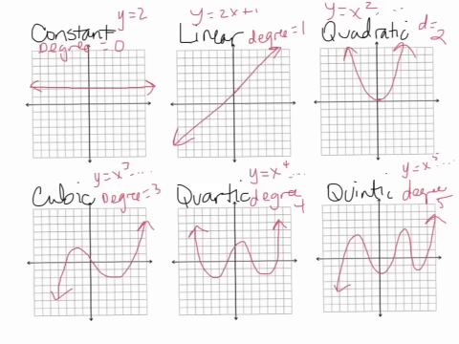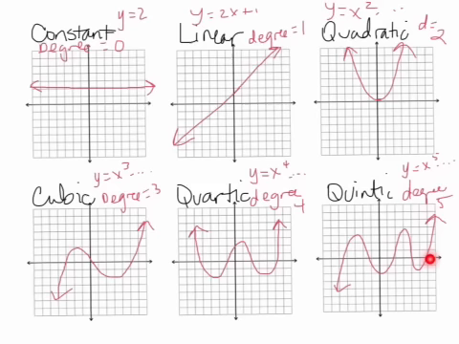So hopefully you notice that the degree highlights how many times it's crossing the x-axis, right? 1, 2, 3, degree of 3. Degree of 4, 1, 2, 3, 4. Degree of 5, 1, 2, 3, 4, 5. Okay, so that's one thing I want you to notice from there.